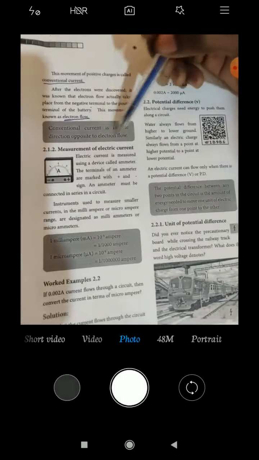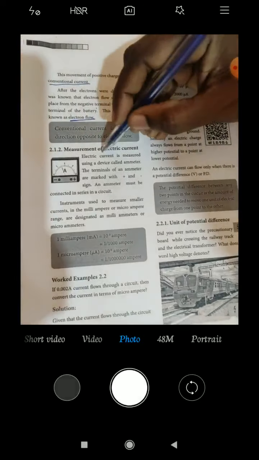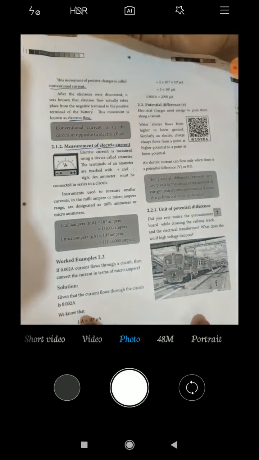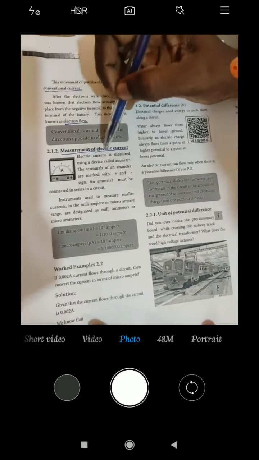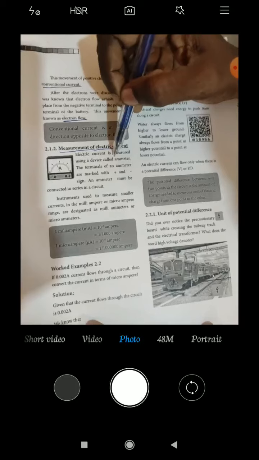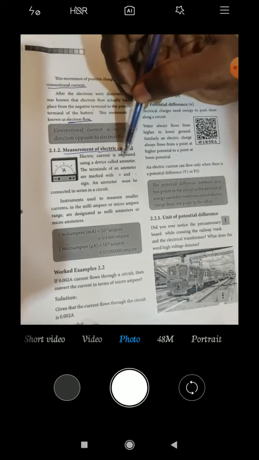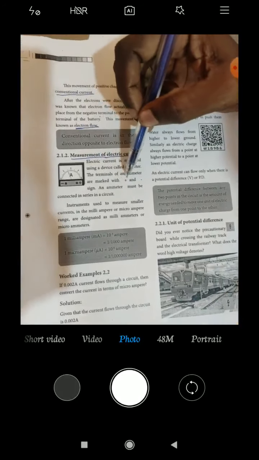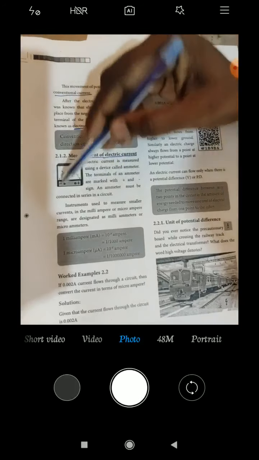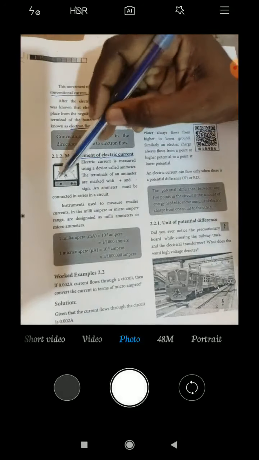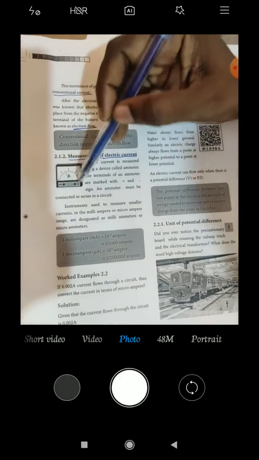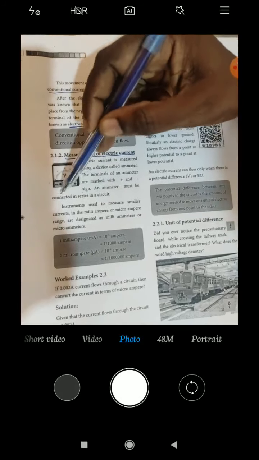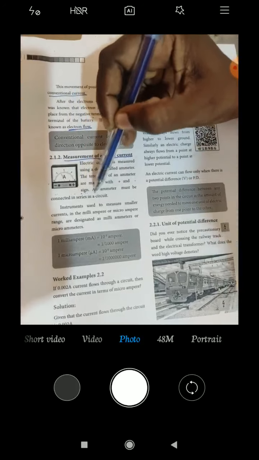Next, measurement of the electric current. How do we measure electric current? What instrument do we use? Electric current is measured using a device called the ammeter. The terminals of an ammeter are marked with a positive and negative sign. This is the ammeter instrument, and it is connected in series in the circuit.